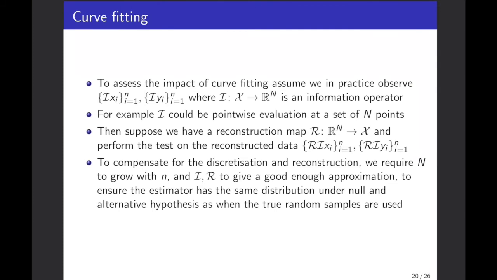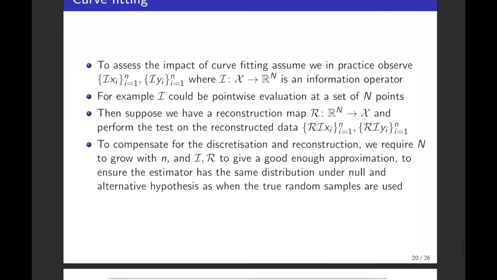And the idea is that to compensate for this discretization, we're going to need to require N, the dimension of the information we observe, so for example the number of points, to grow with little n, the number of samples, and for the information and reconstruction pair to give good enough approximation so that the distribution that will make our threshold for the test using this reconstructed data will match the true distribution of the threshold if we had the true data.